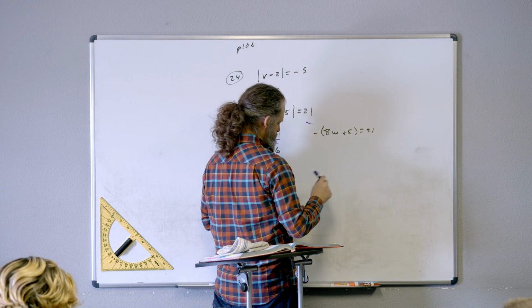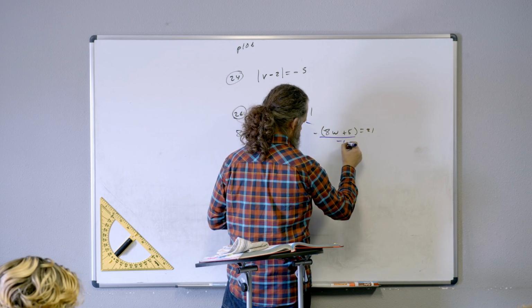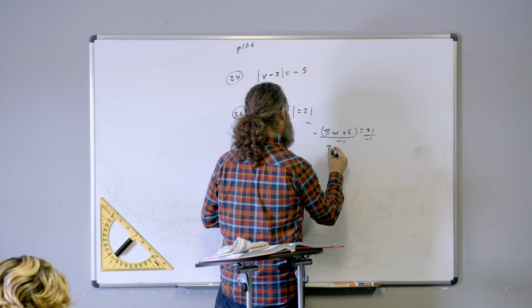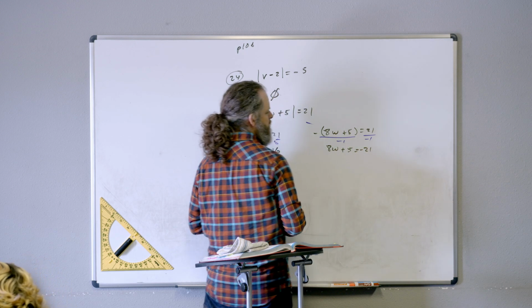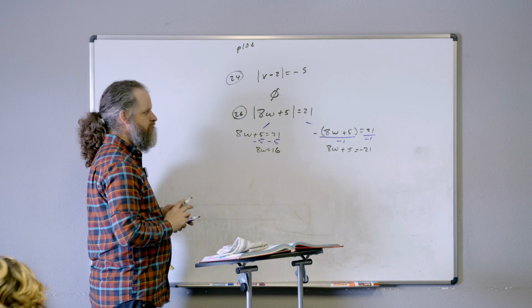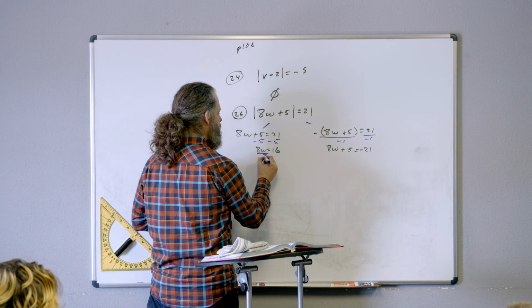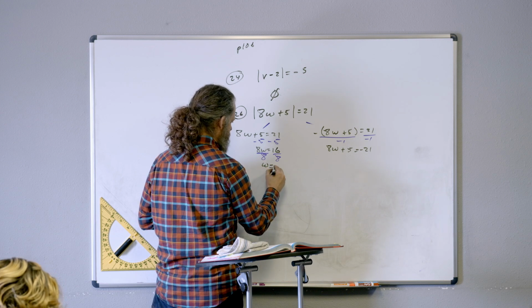What about over here? 8w plus 5 equals negative 21. Subtract 5, and then we divide by 8. W equals 2.